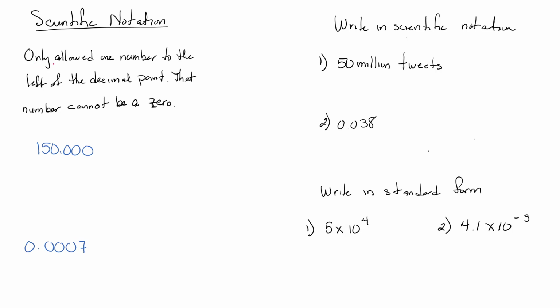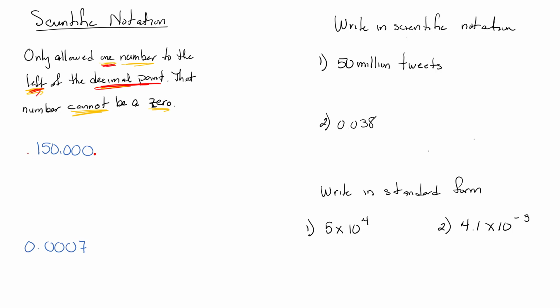Scientific notation only allows one number to the left of the decimal point, and that number cannot be a 0. Why can it not be a 0? Because a 0 doesn't have any value. So if I take a look at 150,000, first and foremost, I better identify what this decimal point is. Think of money. Wouldn't that decimal point be to the very right of the number? And scientific notation says only one number is allowed to the left.